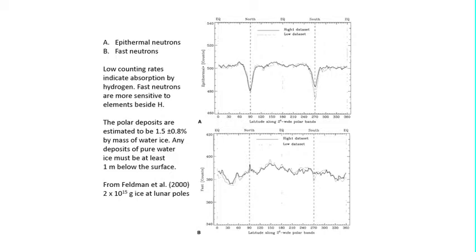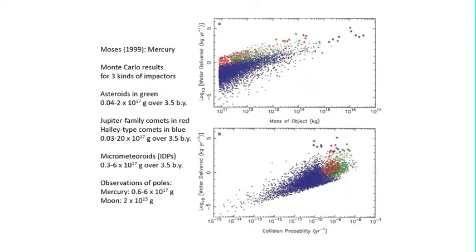And if there is pure water ice, it's got to be below the level where the epithermal neutrons are sensitive, which is 1 meter below the surface or deeper. And this is where that estimate of 2 times 10 to the 15 grams in the total reservoir at the poles comes from. And that is this number here, which is 2 orders of magnitude less than Mercury.